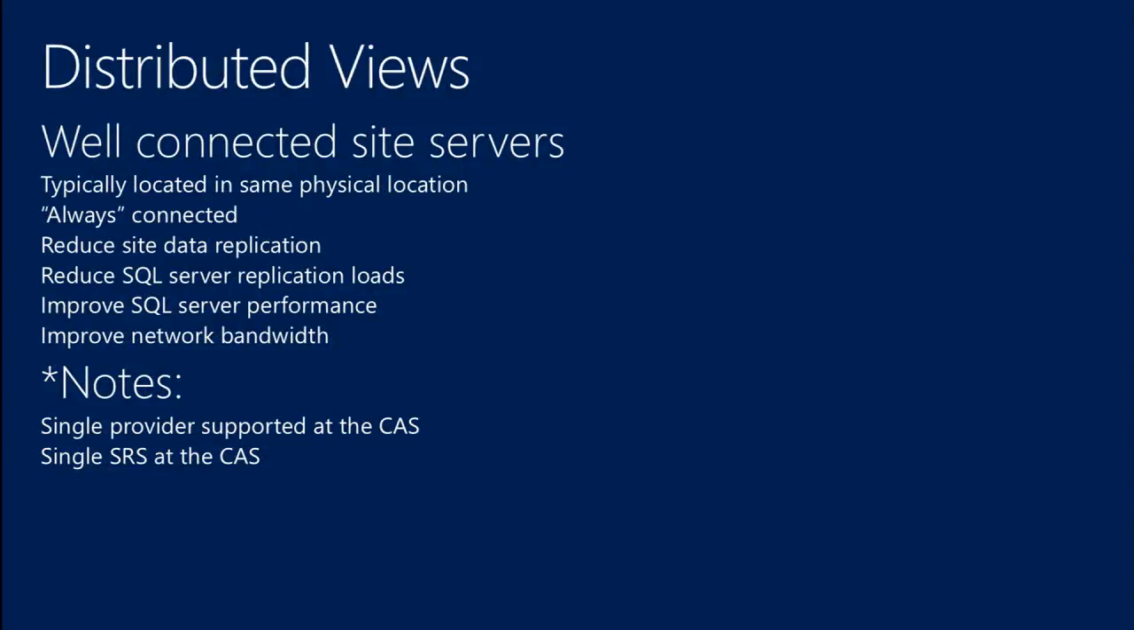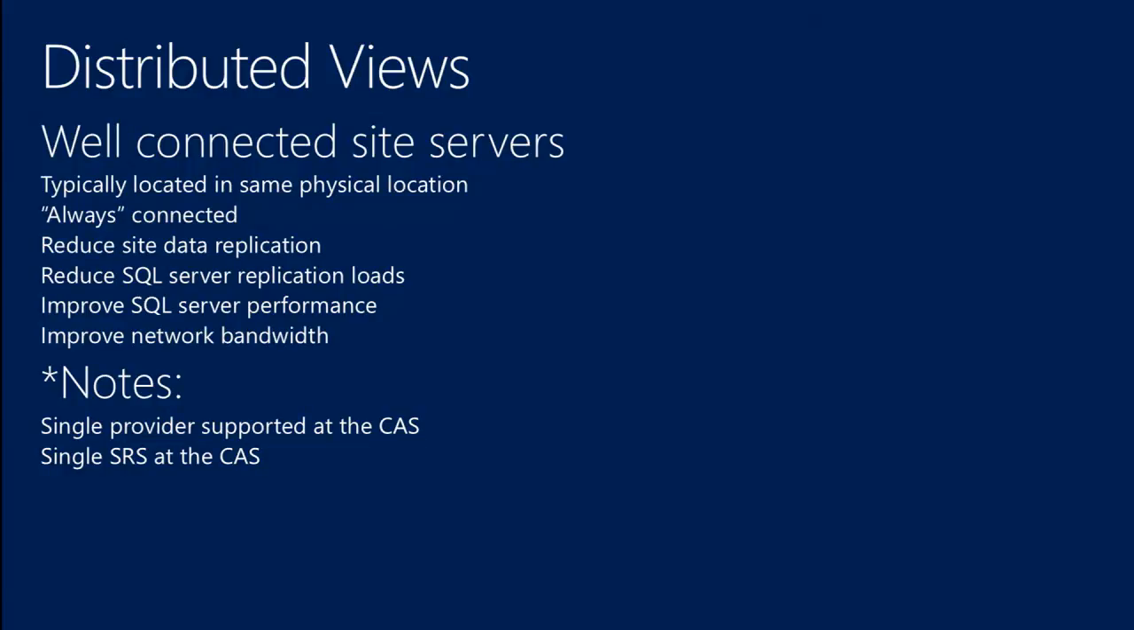Something else that's new for being able to manage the network load that comes from replication is distributed views. And what we definitely recommend is that you have well-connected site servers for this. When you turn this on, basically we're not going to replicate anymore. What we're going to do instead is run a distributed query that hits all of the different databases for the site data. So instead of having all the replication occurring, we just run that script, it immediately hits all the primary sites, and we return that back to you on the system.